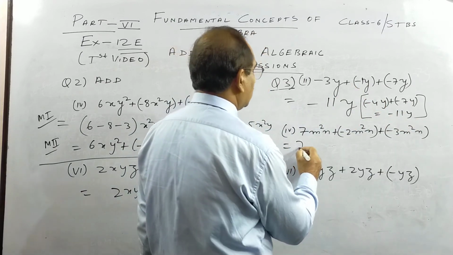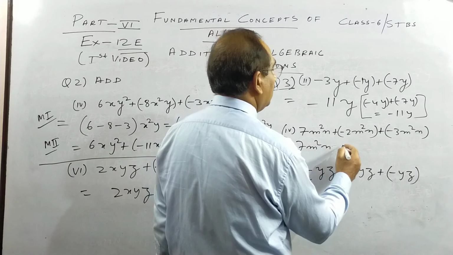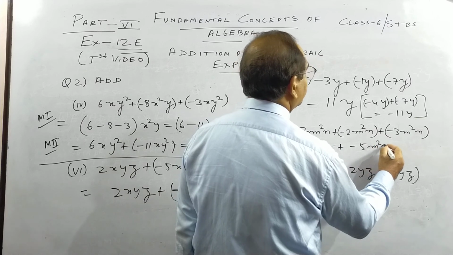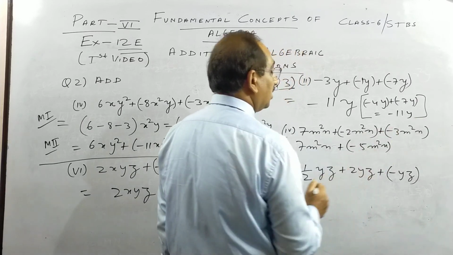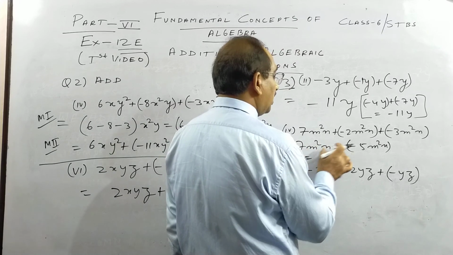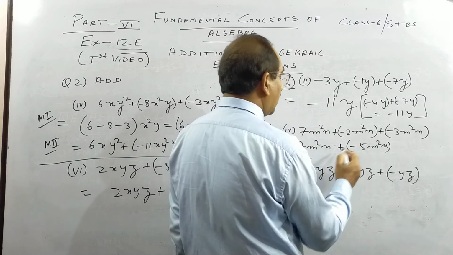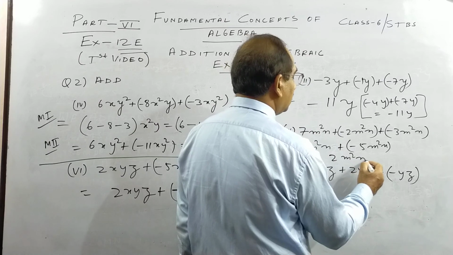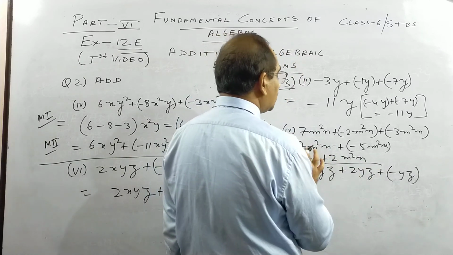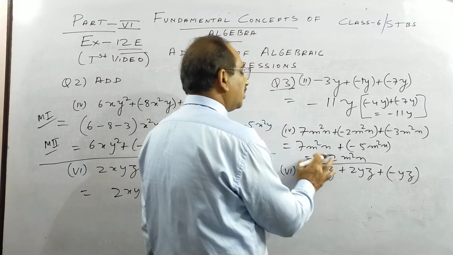Similarly, you see, children, this sum m square n, minus minus you add with minus sign. Minus 2 and minus 3 is minus 5. And here you see 1 plus and 1 minus, you subtract the smaller from the larger and put the sign of the larger. So put the sign of the larger means plus. So we don't generally write plus, children.